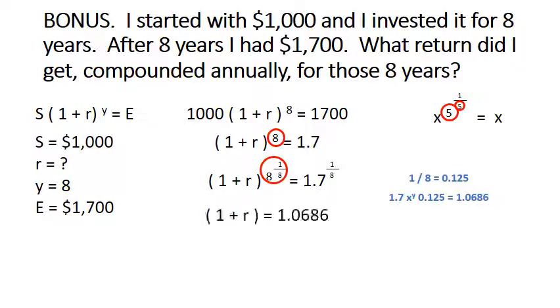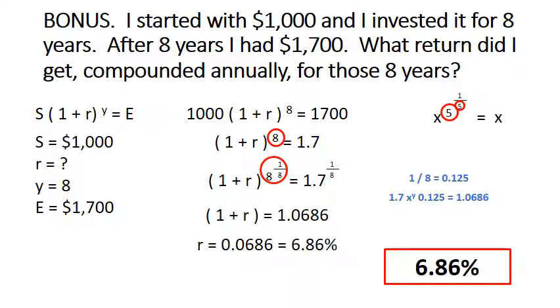1.0686. So getting back to our equation, we have 1 plus r equals 1.0686. This gets back to a real easy algebra question. We subtract 1 from both sides, and we get r equals 0.0686, or 6.86%. And that's your answer. So if I started with $1,000 and in 8 years I ended with $1,700, my interest rate had to be 6.86%. And as I said, I promise you, there's going to be a question on the next test where you're going to need to figure out R.